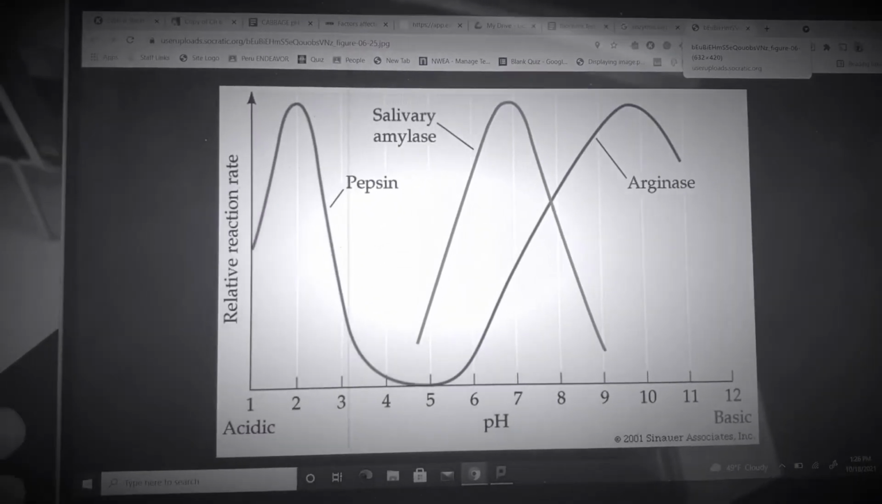All right, so enzymes increase the rate of reaction. All right, this is a reaction with an enzyme. Reaction without an enzyme.